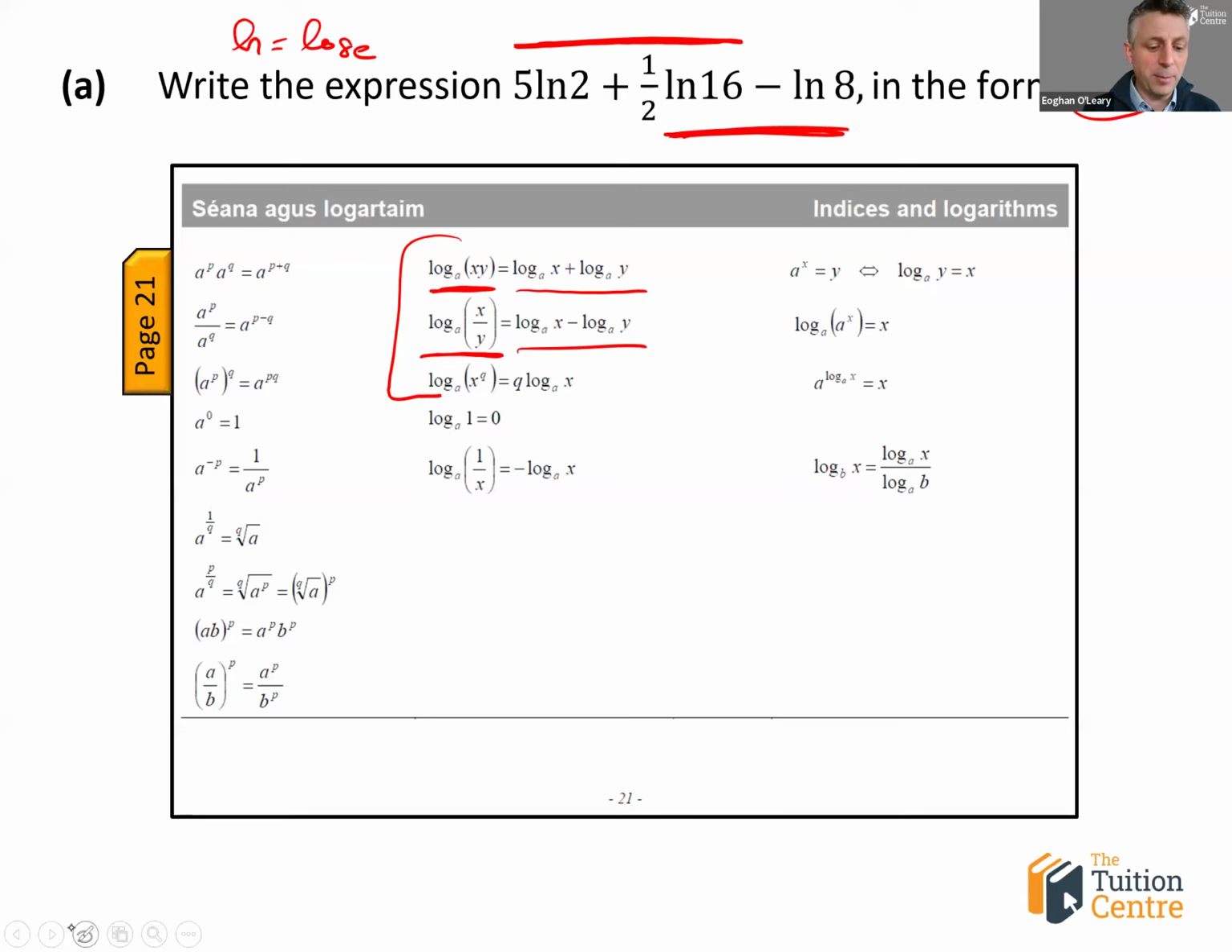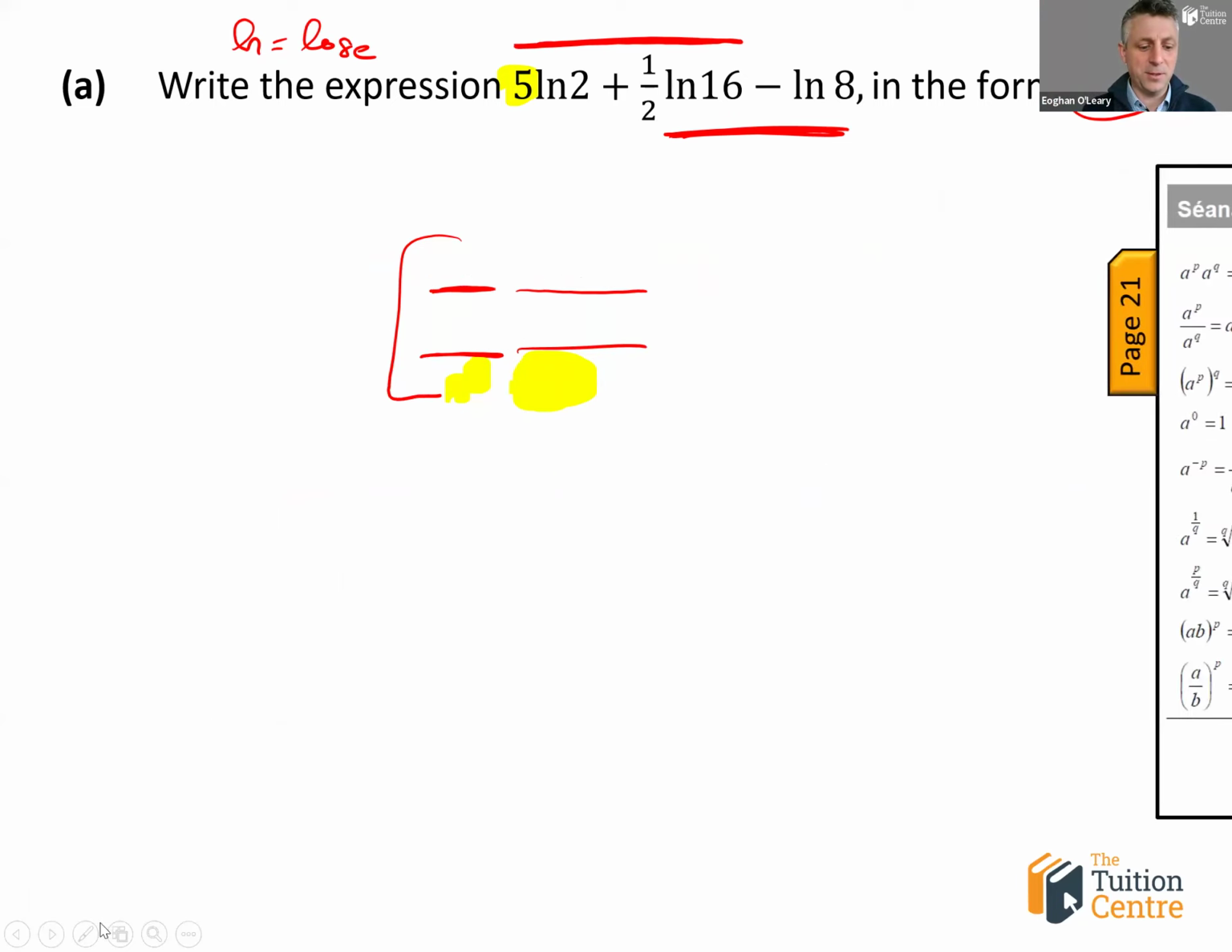However, we also have the part where we have numbers in front. So we have 5 times ln of 2. That looks a bit like the third rule: if we have q times log x to the base a, I can say that's log x to the power of q to the base a. So the number in front can go up as the power. Okay, so let's have a look and see how that all helps us.